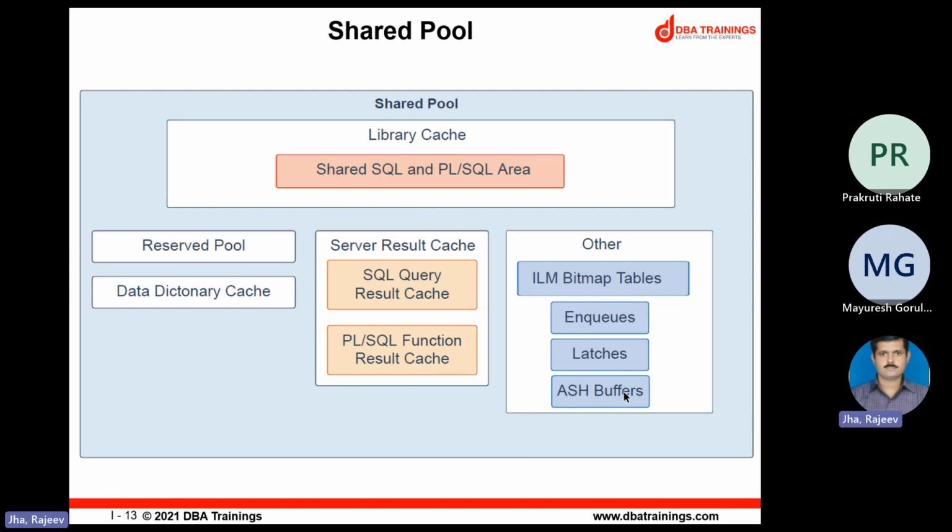That is a minor memory structure. Then we have the enqueue. As I told you, the enqueue is a shared memory structure which is used to lock and serialize access to database resources. Then we have a latch, which is a low-level serialization control mechanism. Basically the latch protects the lock, so before the lock, the latch will be there. So these are the different components available in the shared pool area. Got it? Any doubts, any questions, feel free to ask.